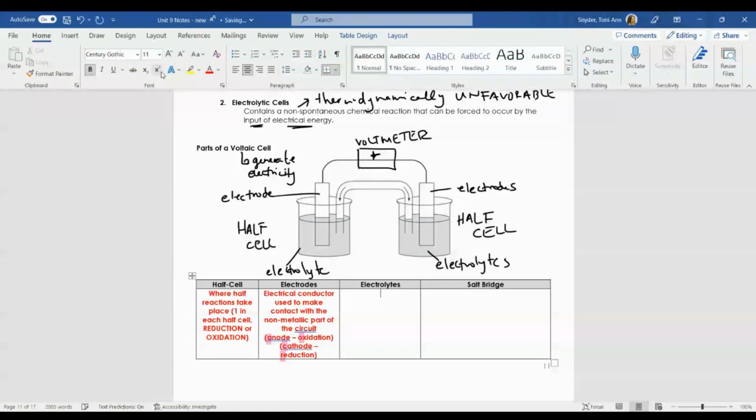So your electrolyte, let's get a definition down for that, is the substance that contains free ions that behaves as an electrically conductive medium. So this is where your electricity is flowing through. It's either going into the electrolyte or it's going out of the electrolyte. And then I have one more very important part of this.